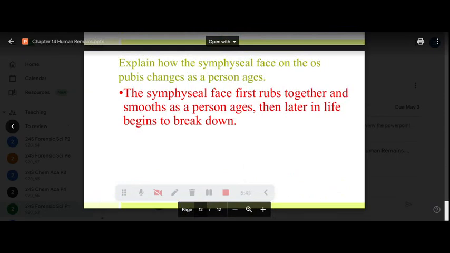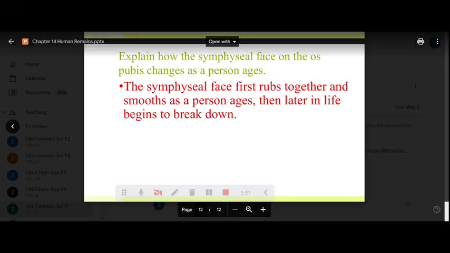So how does the symphysial face on the os pubis change as a person ages? So the symphysial face first rubs together and smooths as a person ages. Then later in life it begins to break down.